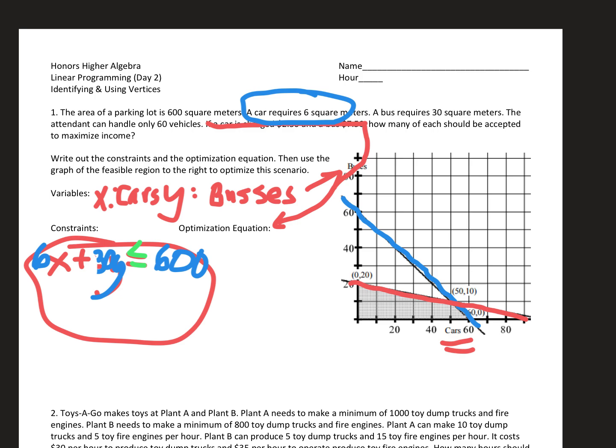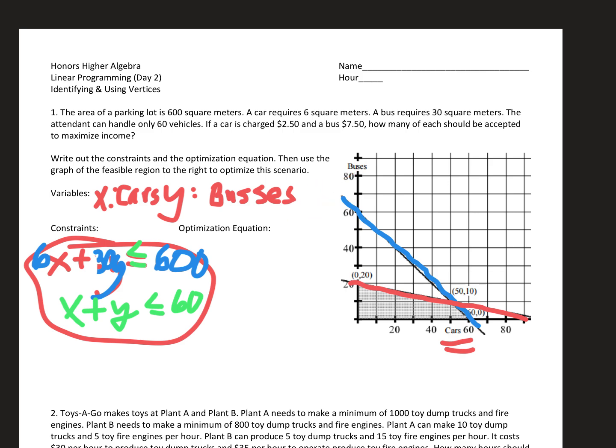Okay. Then there's a much simpler one involving the 60. Somebody, please volunteer. Yes? x plus y is less than or equal to 60. Perfect. Nice job. That's just the cars plus the buses have to be less than 60. Or could be 60. Nice. All right, those are our constraint equations. Now they've already graphed them. Now it's time to do the optimization part. Pay attention. I'm going to highlight the optimization equation. I think you should too.